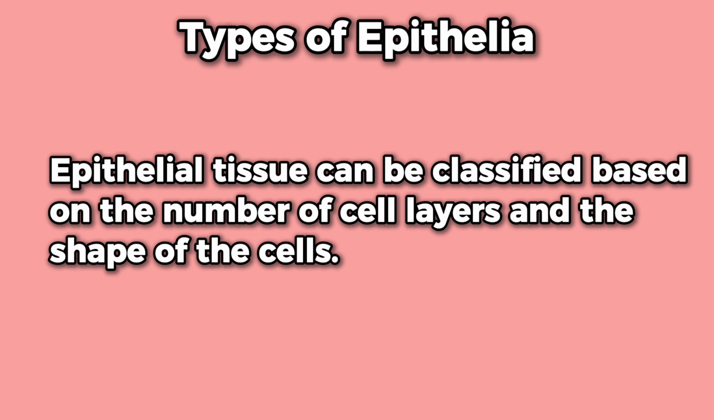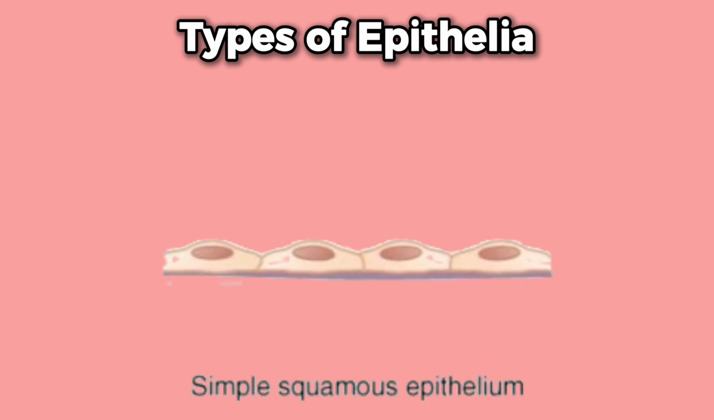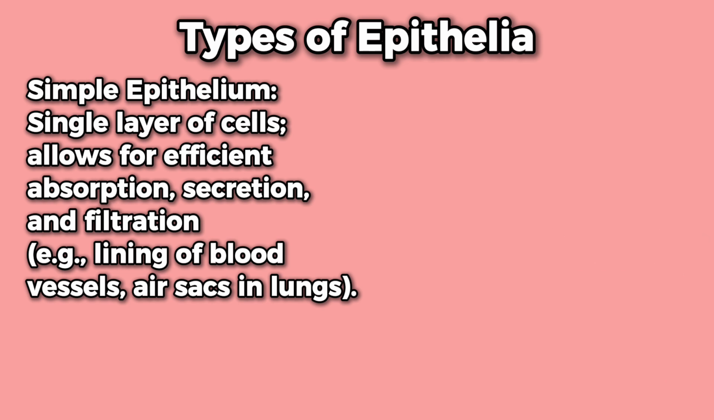Epithelial tissue can be classified based on the number of cell layers and the shape of the cells. By number of layers. Simple epithelium, single layer of cells. It allows for efficient absorption, secretion, and filtration. Example, lining of blood vessels and air sacs in lungs.